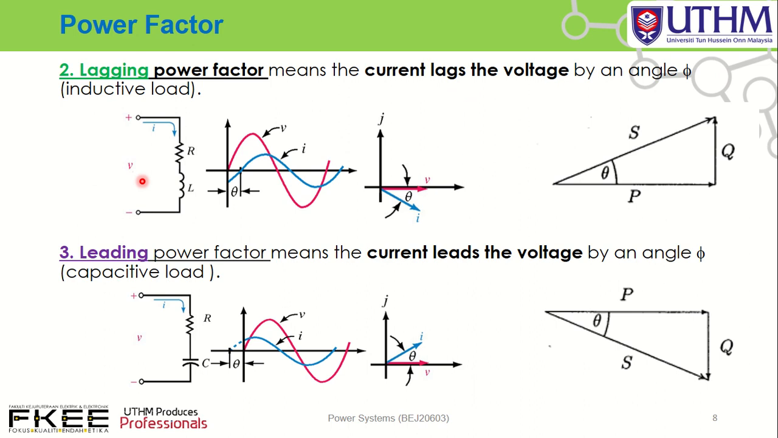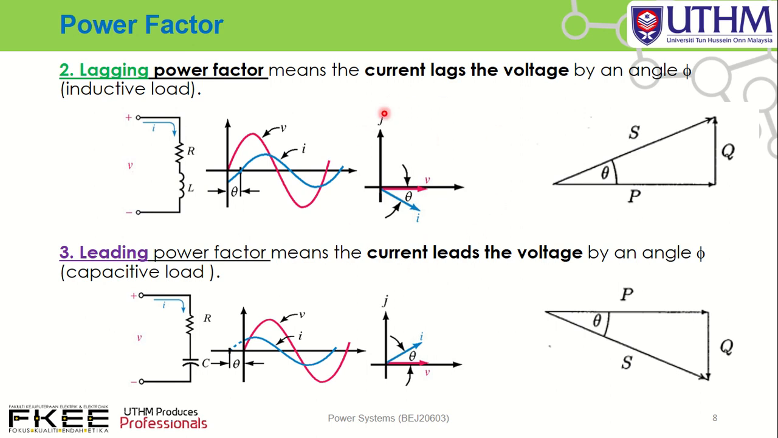Let's say we have a voltage waveform across a load, and then we have a current. The difference in angle between voltage and current is equal to theta. It means that our current lags voltage by theta degrees. So when we draw the phasor diagram, we find that current lags voltage by theta degrees. This is the phasor diagram.